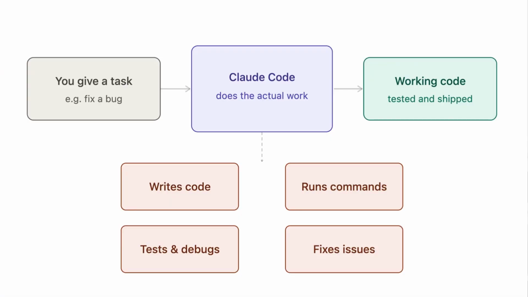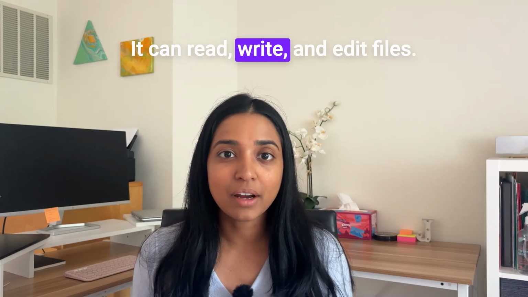Claude Code is Anthropic's agentic coding tool, which is basically a fancy way of saying it doesn't just answer questions about coding, it actually does the work. You tell it what you want in plain English and it can read, write, and edit files. It can also run commands and build things, checking in with you along the way.